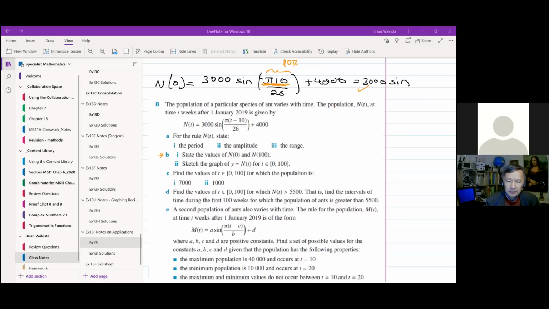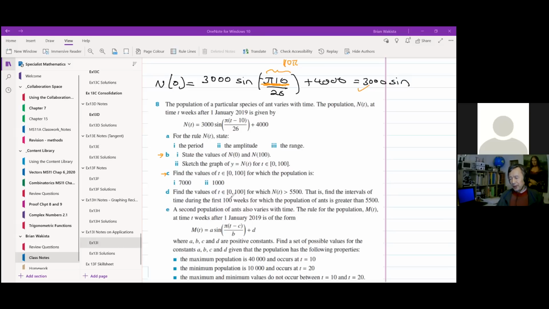Okay, that's it. Is there anything else? Sketch a graph. We have done that. Next time you do it, okay? I think I have to sketch it again for part C. It says find the values of... Actually, no, I don't need to sketch it. I just need to solve it.